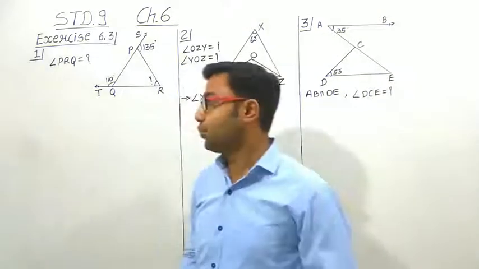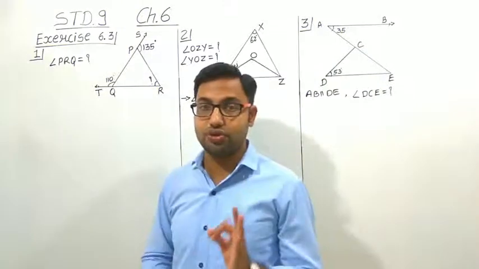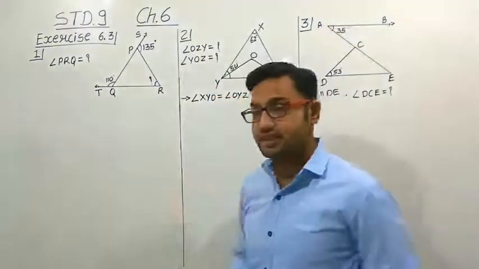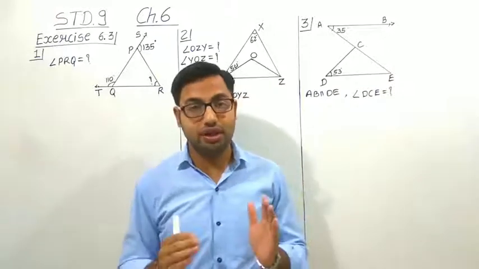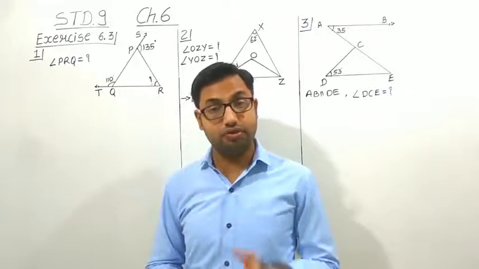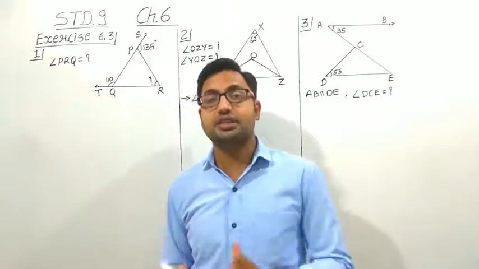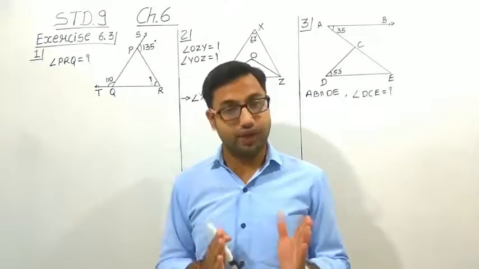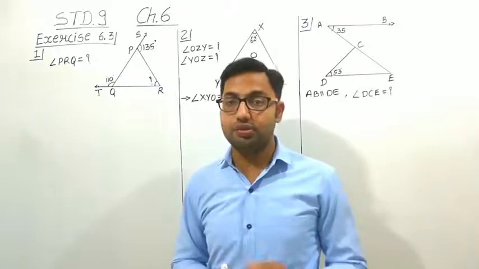Hello students, today we will study exercise 6.3. This is the exercise of standard 9, chapter number 6, lines and angles. In the previous class we studied triangles, right? Two theorems we have studied: one is the angle sum property of a triangle and the second is the exterior angle property of a triangle. Based on that, let us now solve some of the questions.